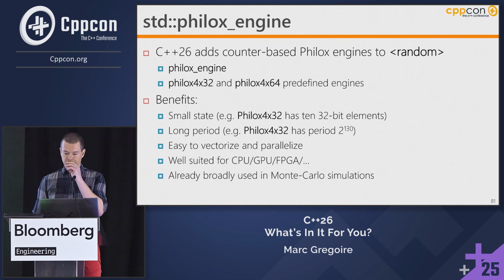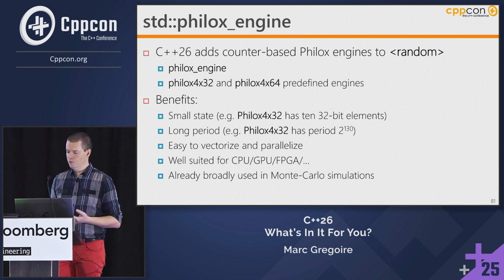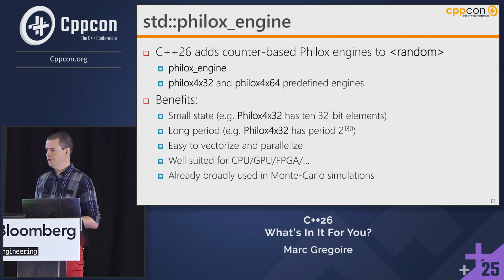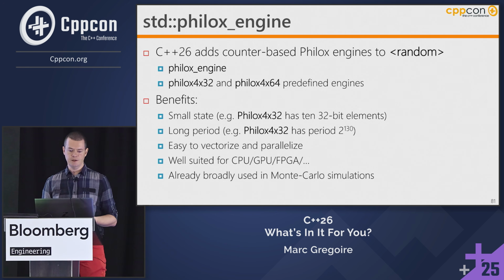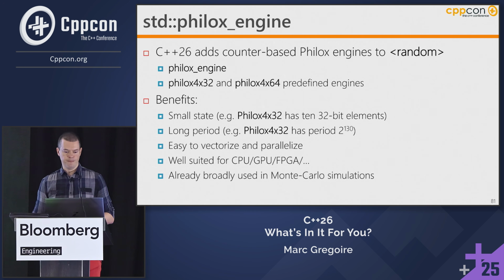And talking about random numbers, this is the first time since C++11, when they introduced the random header, that a new random engine is added to the standard. In this case, we're adding the Philox engine. There are two predefined engines. You have Philox 4x32 and 64.